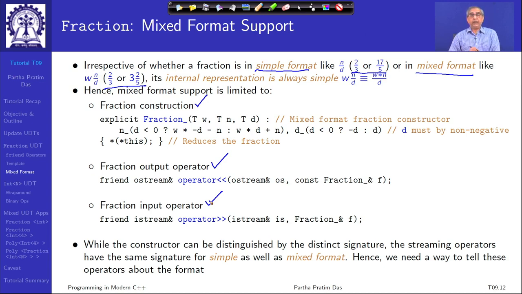Now, the support in the constructor is simple. We will just have another constructor which has now 3 parameters. We do not default anything, so that there is no confusion with the simple format constructors that we had, and we make sure that this must be explicit. So, when you are using mixed format, it must be clear that you are using that. Rest of the support is simple.